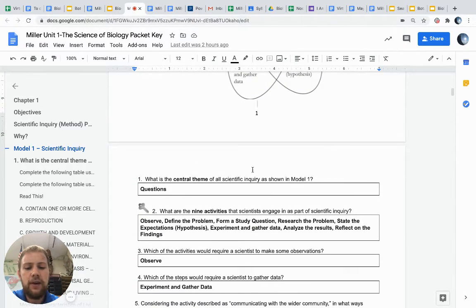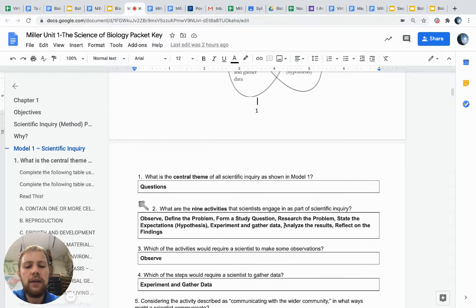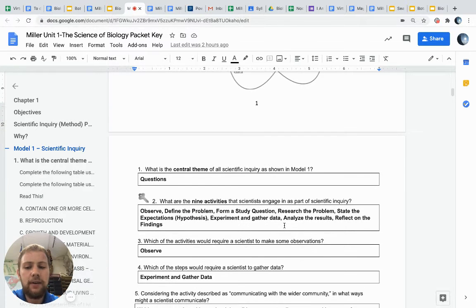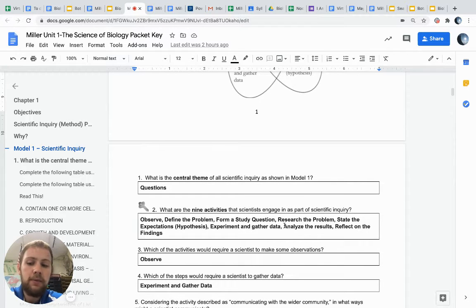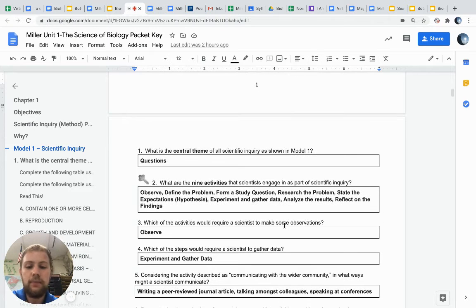Considering the activity described as communicating with the wider community, in what ways might a scientist communicate? This is a great question. Scientists must communicate with not only their colleagues, but the general public. That is how we get accurate information about modern research. Some different ways that I thought about would be writing a peer-reviewed journal article. A peer-reviewed journal article is essentially a journal article that has been reviewed by peers, as it is called.